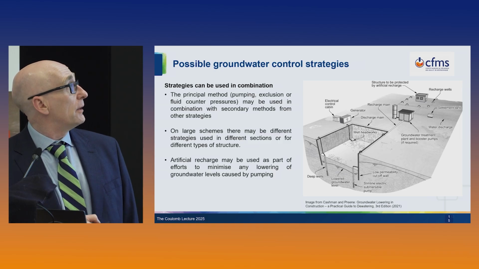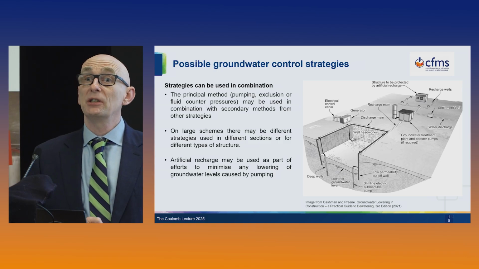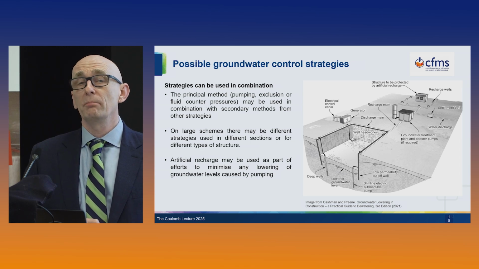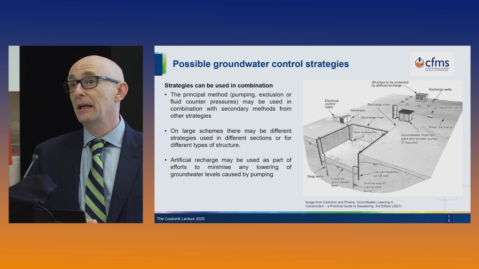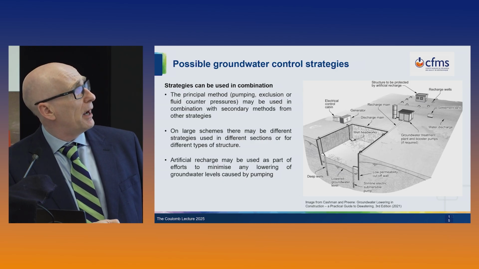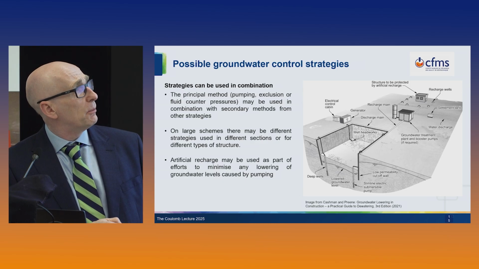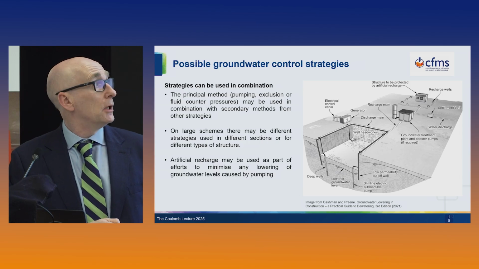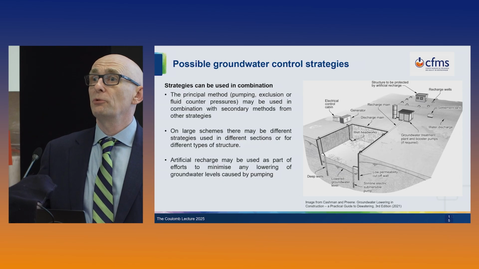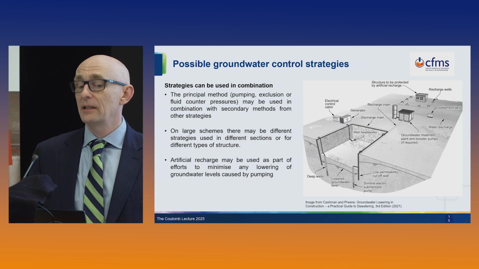We're pumping, and then one mitigation measure we sometimes use is artificial recharge, and that's where we carefully and in a very controlled manner re-inject the pumped water back into the ground. So in this case here, the water has been pumped out, there's a groundwater treatment system, and over here we have a structure that's sensitive to settlement, so we're going to very carefully re-inject the water around that structure with the objective of maintaining the water level at its original level.